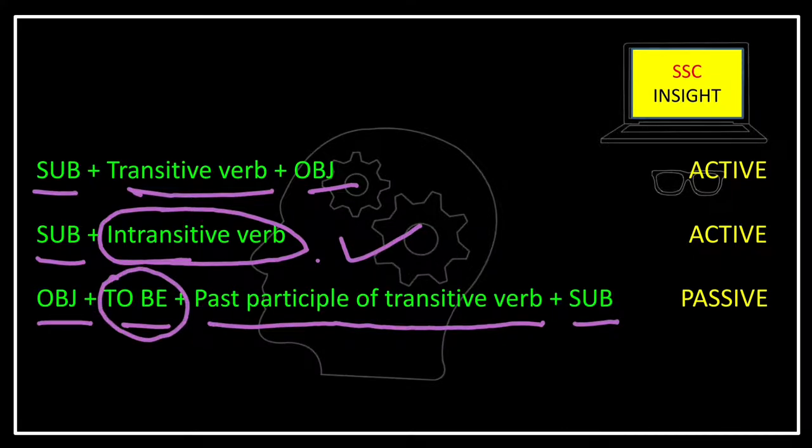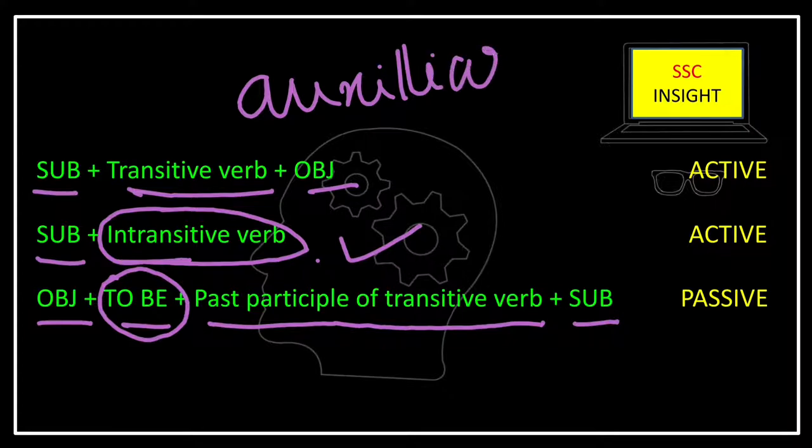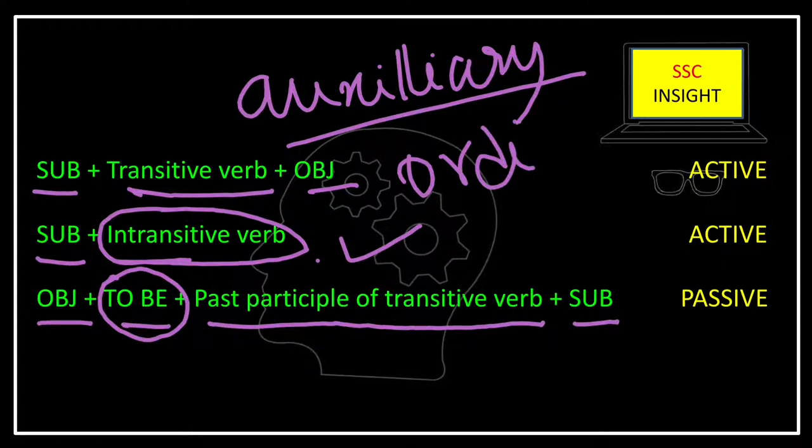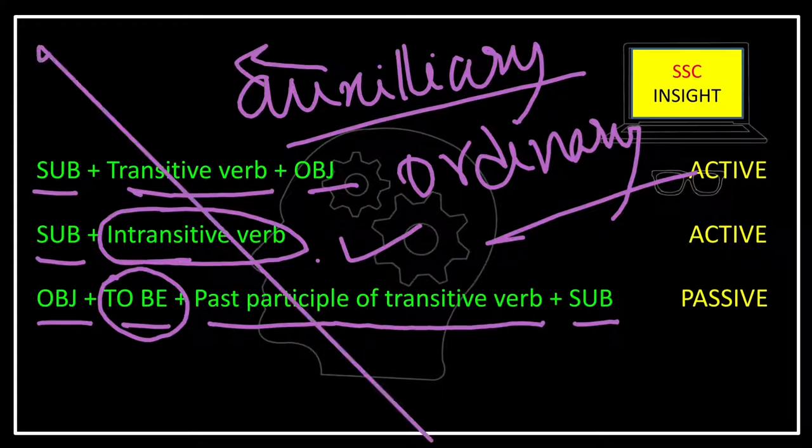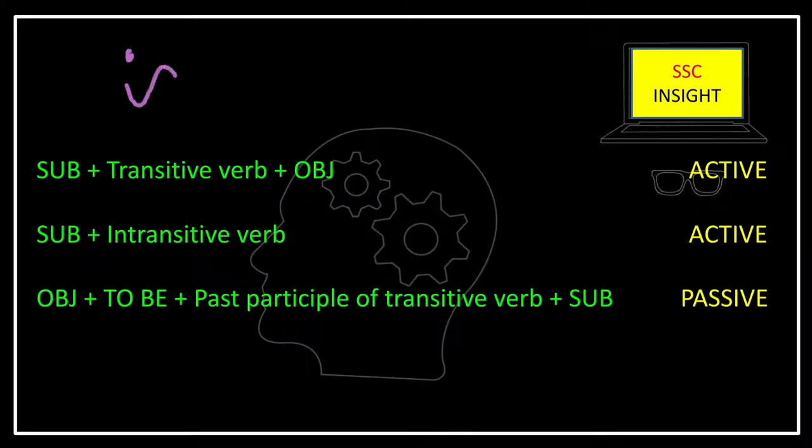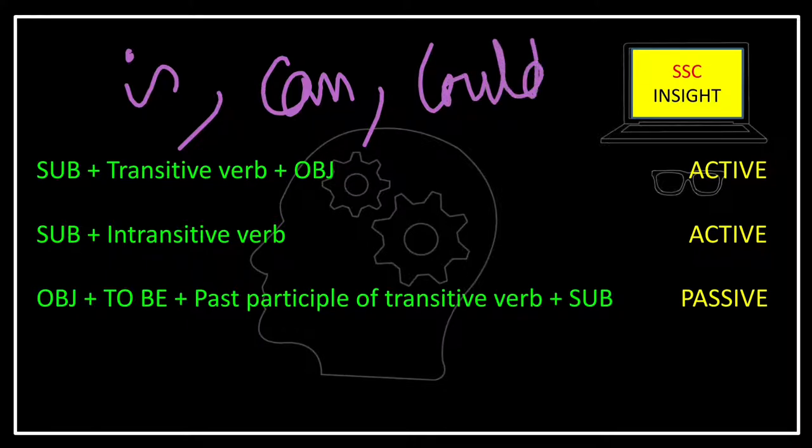Now, what is this to be verb? This to be verb has two types of uses. One is in case of auxiliary verb, and the other is in case of ordinary verb. These auxiliary verbs are is, can, could, may, shall, etc.